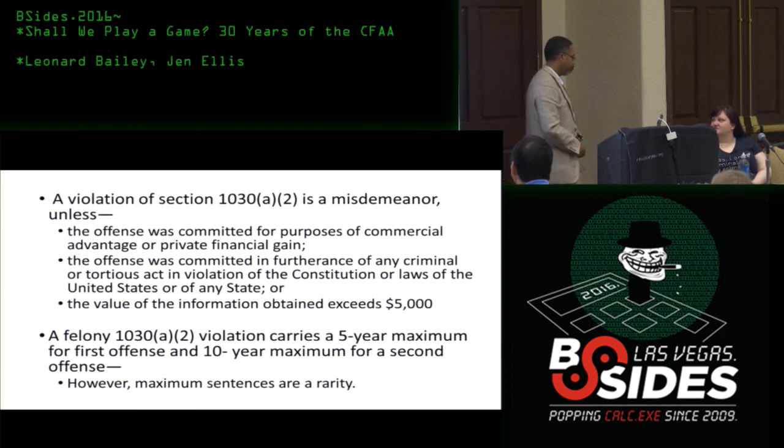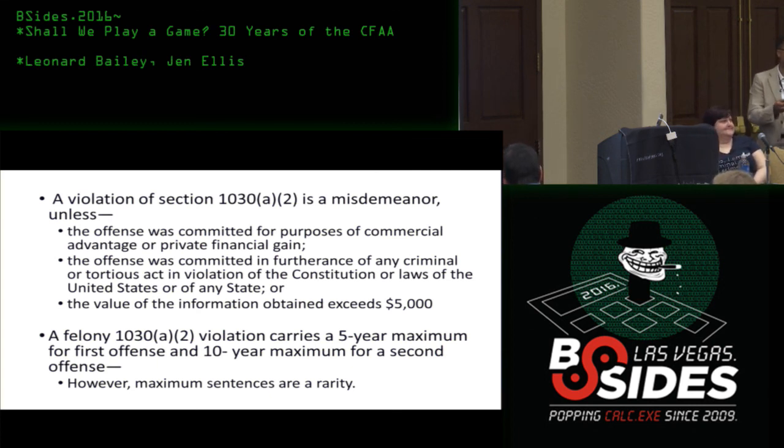Wow, $5,000. Why is that not indexed for inflation? So it's 1986 dollars, right? No, it's later than that. It was updated later than that. Yeah, it was updated, but still, it's old. This is a question, and it's one thing that I think we're looking at. We'll get to it in a moment.